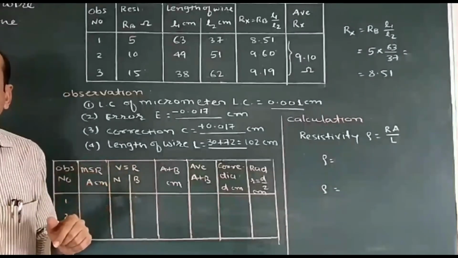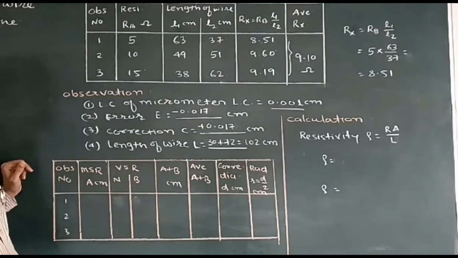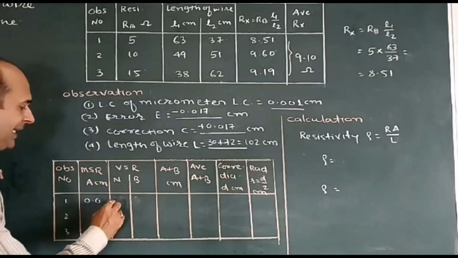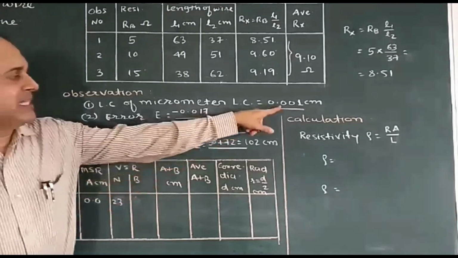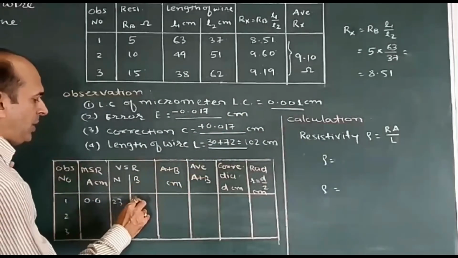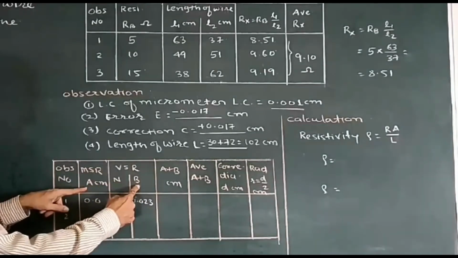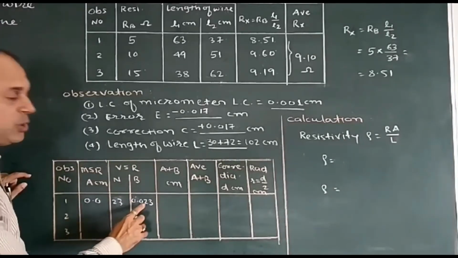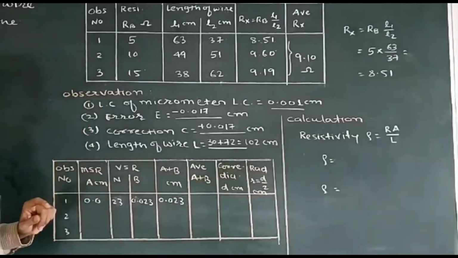Now the diameter of the wire by micrometer screw. First the main scale reading, meaning there was no complete rotation, so the main scale reading is 0.0 centimeter. The matching division was 23. What is this value? B is equal to N into LC, that means 0.001 into 23. Its value is 0.023 centimeter. Now the sum of A plus B is the total diameter of this wire. So it is 0.0 plus 0.023, so 0.023 is the diameter of the wire.